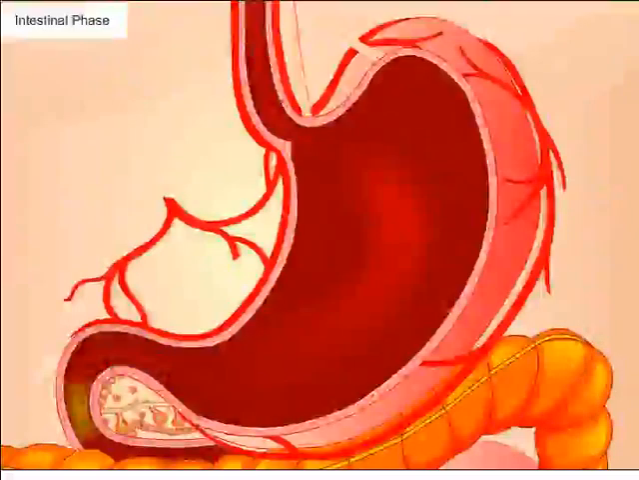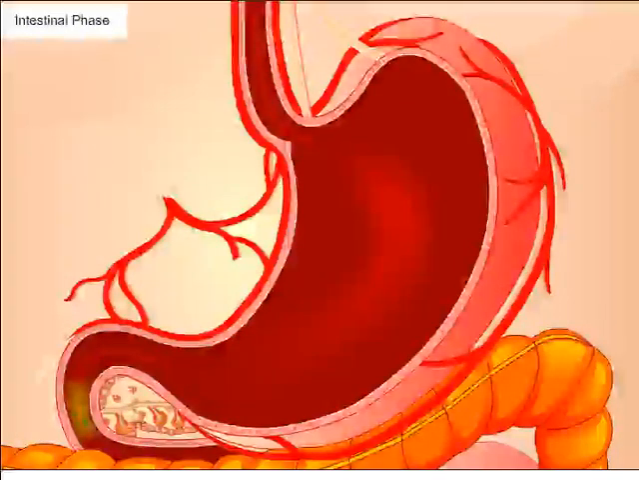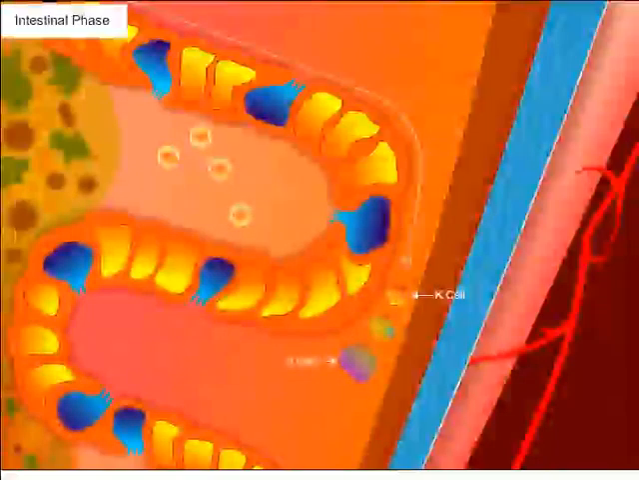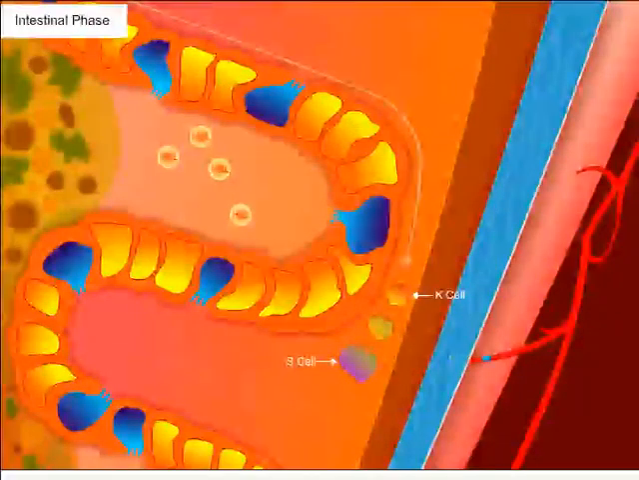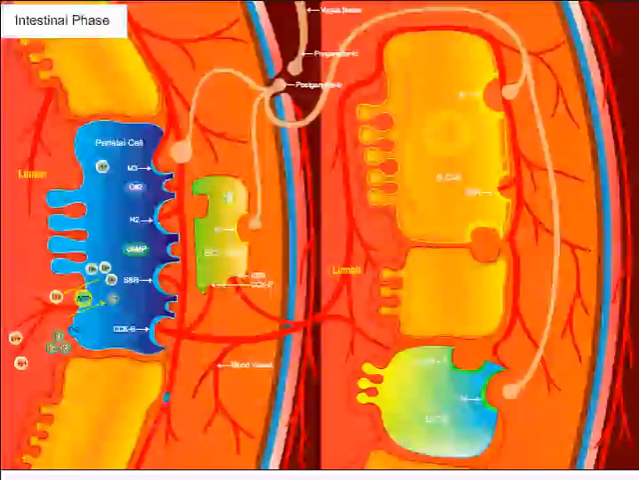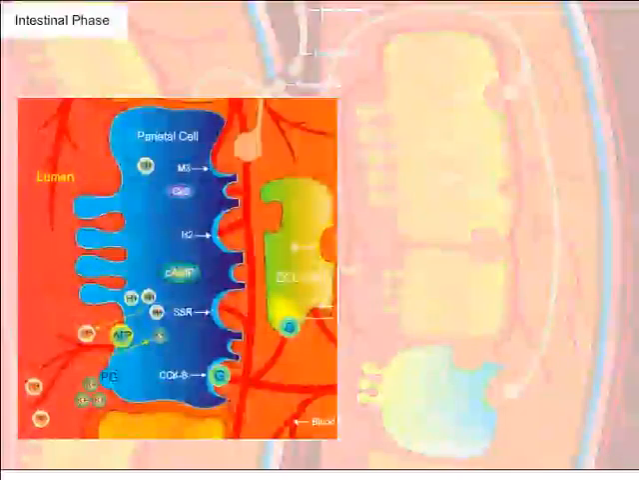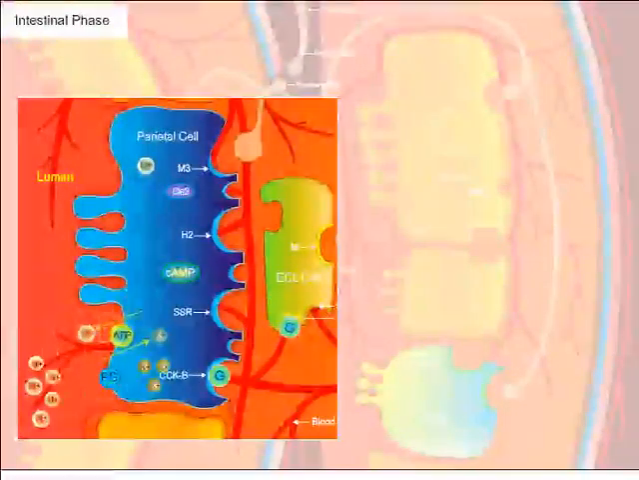In the intestinal phase, the duodenum becomes distended when chyme enters from the stomach. This triggers the release of intestinal gastrin. Let's take a closer look. Gastrin then travels back to the stomach to stimulate ECL cells and parietal cells, to increase acid secretion.